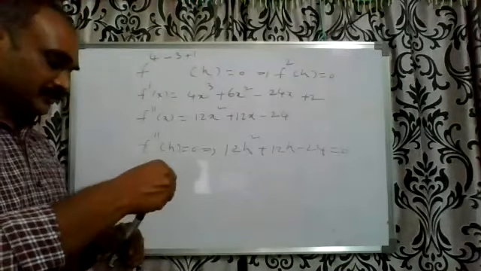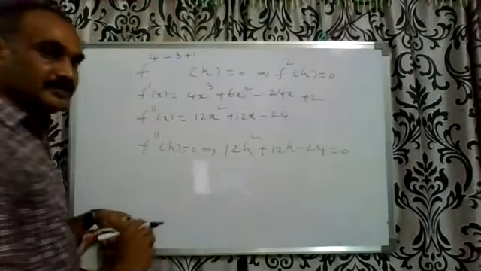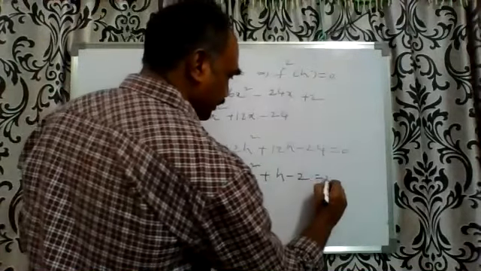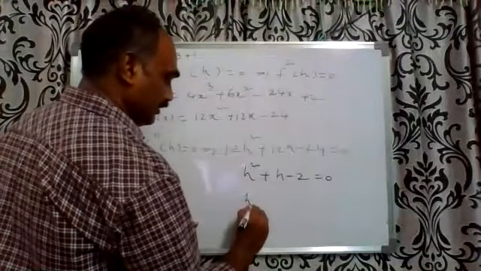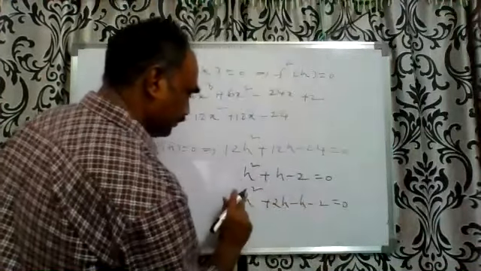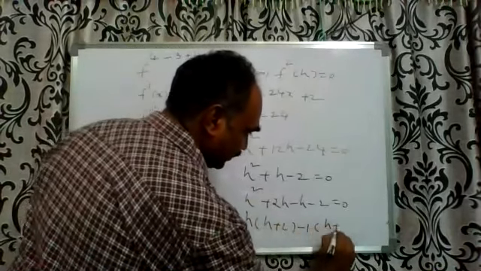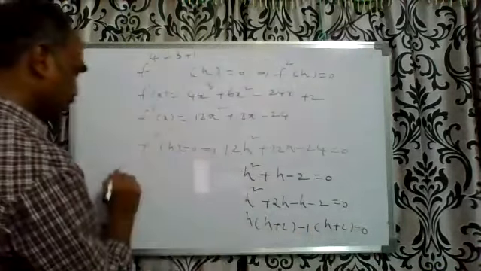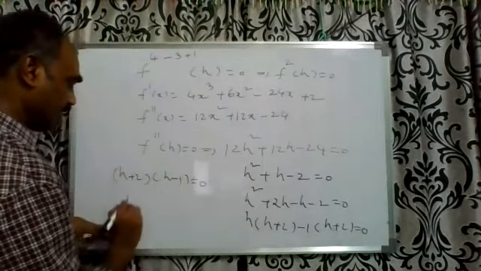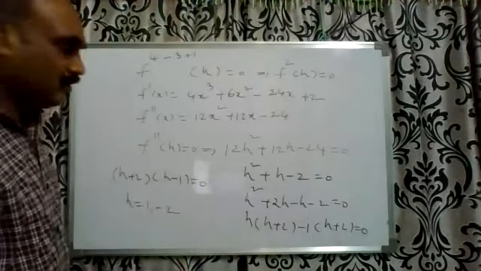Take 12 common, or dividing by 12, h square plus h minus 2 is equal to 0. H square plus 2h minus h minus 2 is equal to 0. H into h plus 2 minus 1 into h plus 2 is equal to 0. H plus 2 into h minus 1 is equal to 0. Therefore, h is equal to 1 comma minus 2.